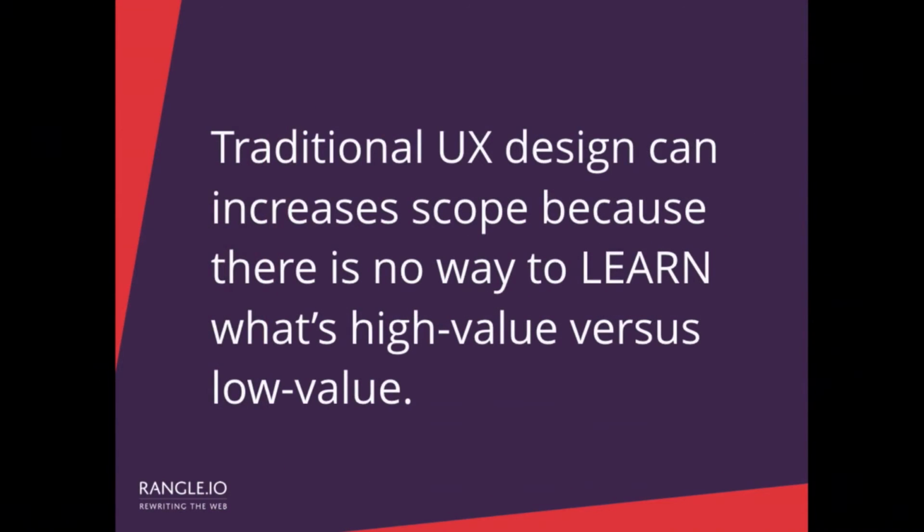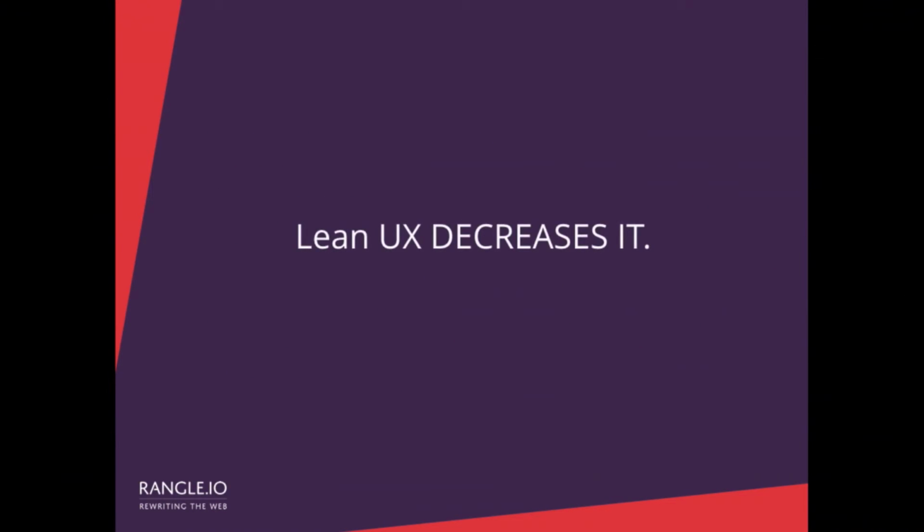So traditional UX design increases scope because there's no way to learn what high value is versus low value, for one. Lean UX decreases it because you're focusing the conversation and the design process around the value. You're eliminating the waste. You're eliminating upfront work. You're not building an inventory of design. You're just doing enough design to get into the delivery of the software, and enough design work to keep the process moving.